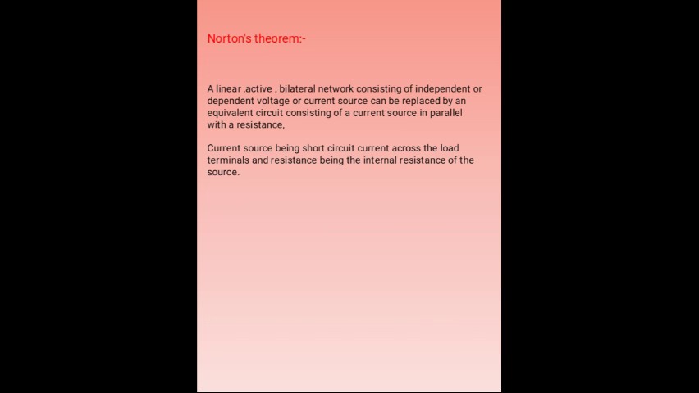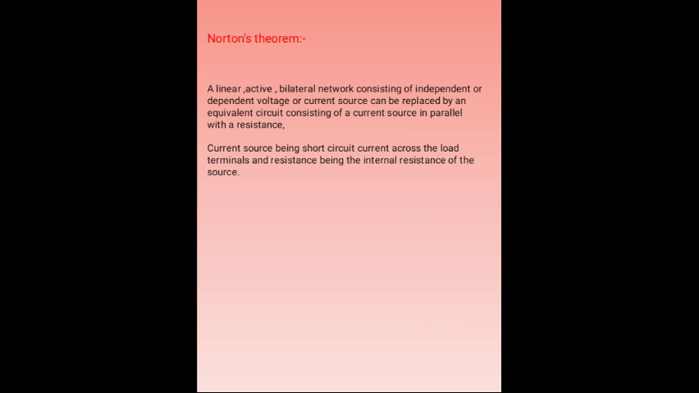Statement of Norton's theorem: a linear active bilateral network consisting of independent or dependent voltage or current sources can be replaced by an equivalent circuit consisting of a current source in parallel with a resistance. There are some terms like linear, active, bilateral, dependent and independent source. So first we discuss these terms. First is linear. What is a linear element?